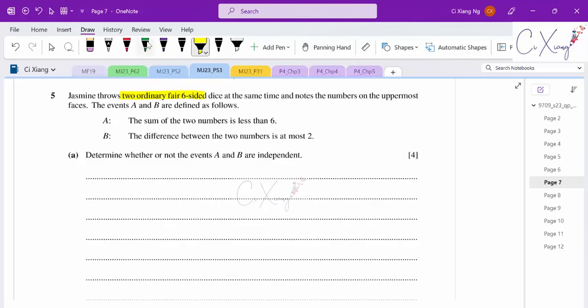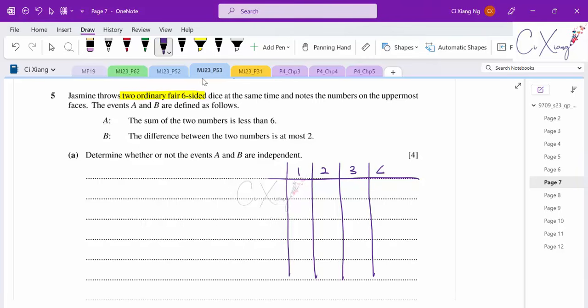For me to visualize this question clearly, and see what outcomes I have, I will draw a possibility space diagram. Because we are having two dice, the suitable method will be the possibility space diagram. It might need some time to set up, but to me it is clear enough to show all the possible outcomes for this question. So we have dice number 1, with the 6 sides 1, 2, 3, 4, 5, 6, and dice number 2 will be 1, 2, 3, 4, 5, 6.